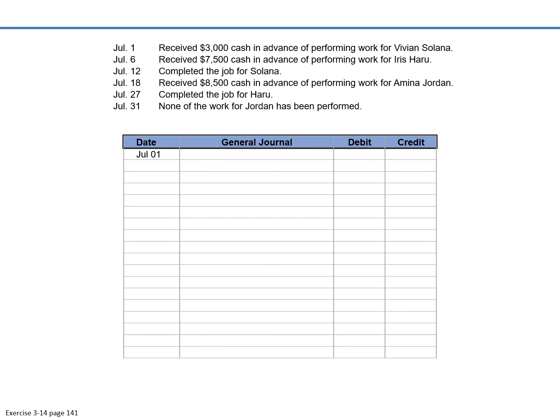We got cash. How do we increase cash? Debit. And we've received the cash in advance of performing the work. So what do we have? We have an unearned fees liability account for $3,000. July 6th, we received $7,500 cash in advance for performing work for Iris Haru. Same idea, right? Cash and unearned fees, right?